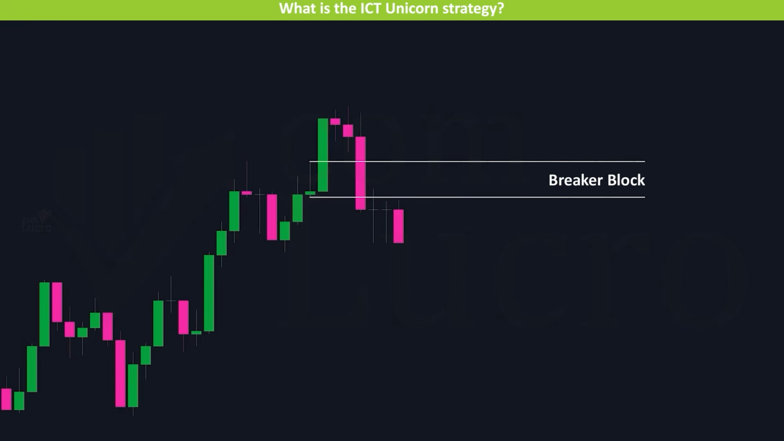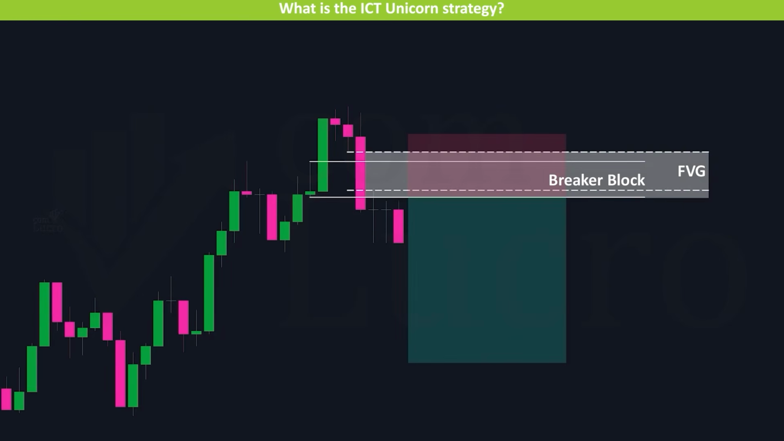The concept is straightforward. A failed order block turns into a breaker block while a fair value gap forms in the same zone. When these align, they create a high confluence area where price often retraces before continuing or reversing with precision. The strategy is based on three core elements: market structure, breaker blocks, and fair value gaps. Together, they explain how liquidity events and failed overflow lead to repeatable high-probability trade entries.